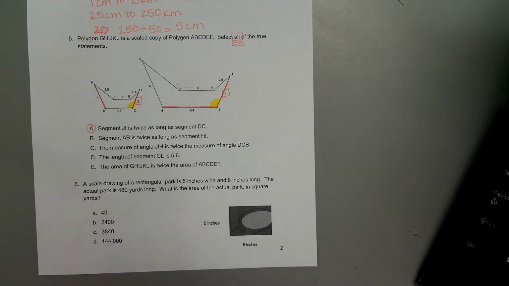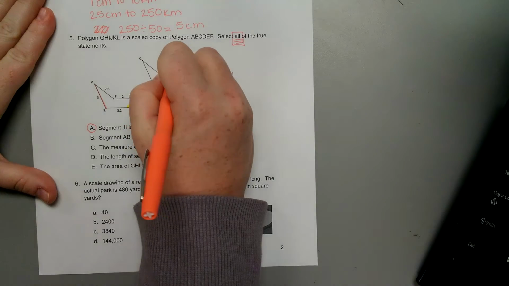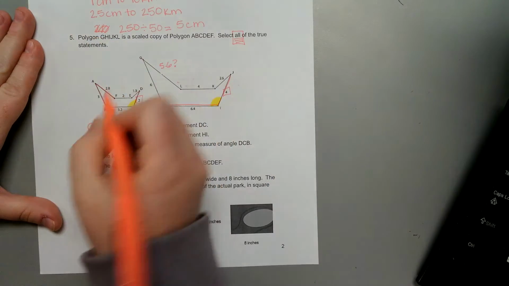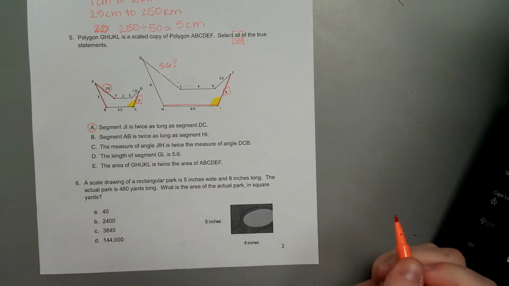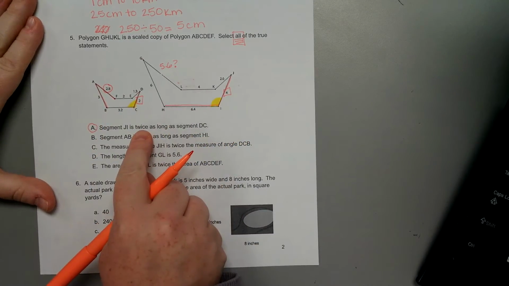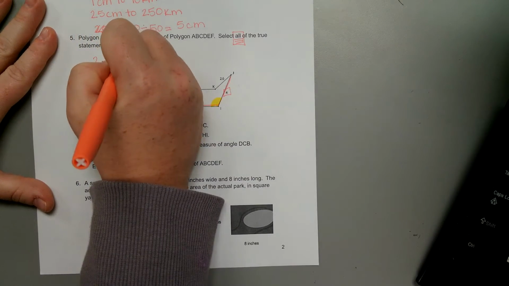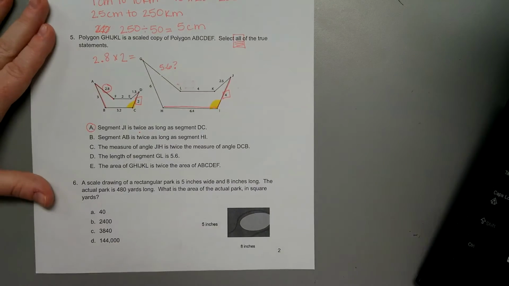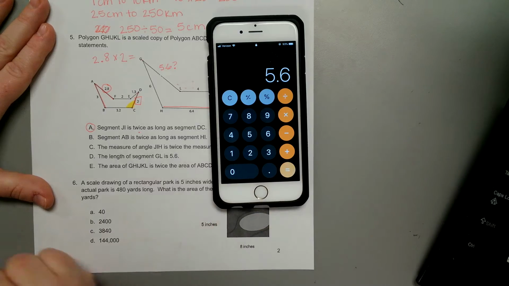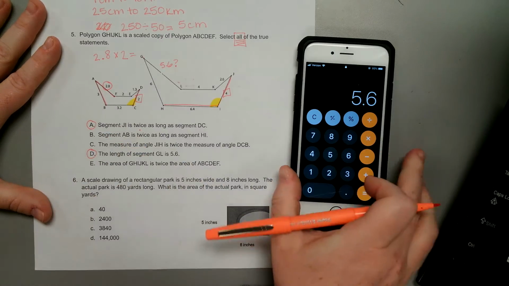The length of segment GL is 5.6. That's what it's telling me. So let's go to our corresponding segment, AF, which is 2 8/10. Remember, going from our original to our scale copy, it was twice as big, so our scale factor is 2. 2.8 times 2 is indeed 5 6/10, and we can prove it. 2 8/10 times 2, 5 6/10. So D is correct.